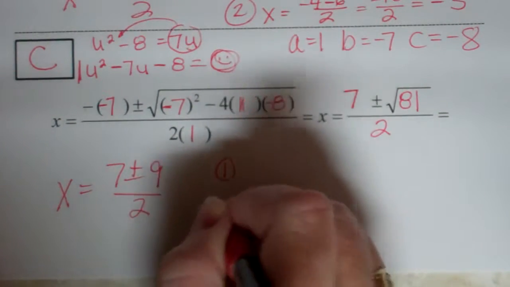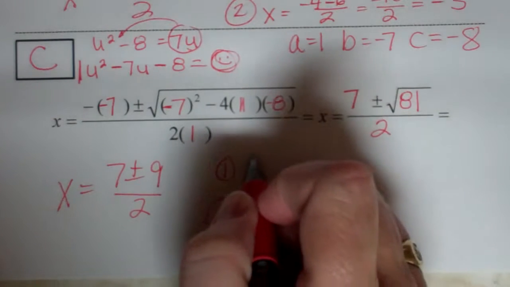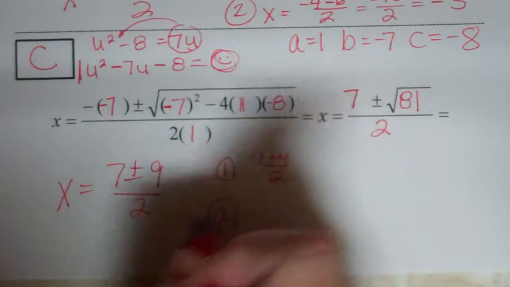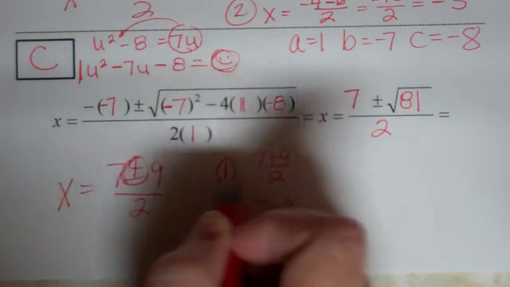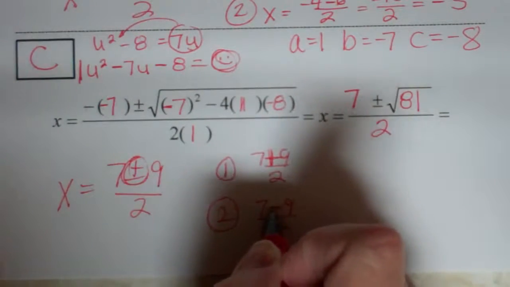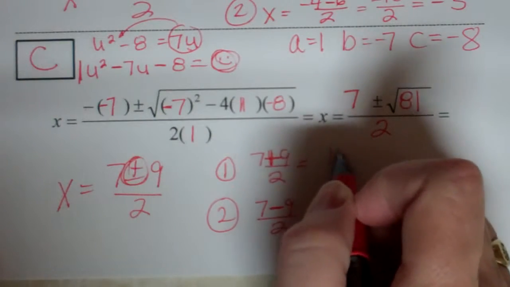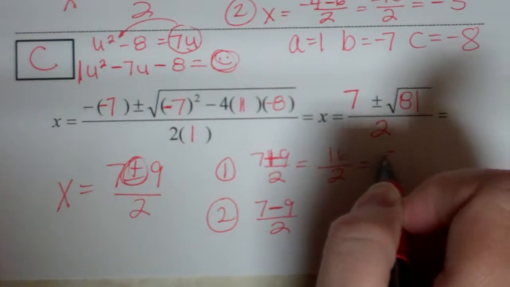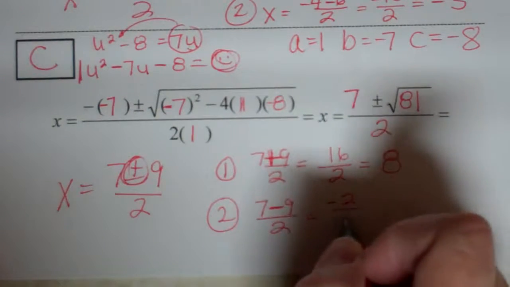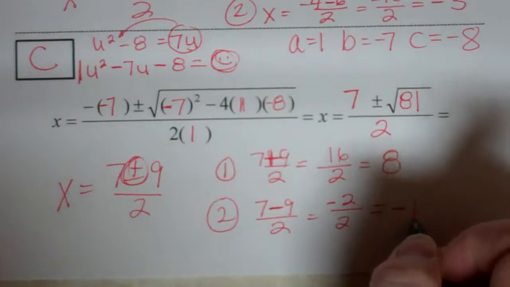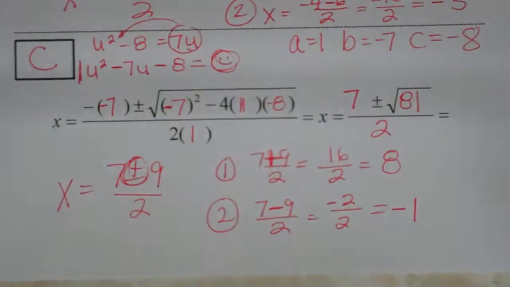Now, first and second: 7 plus 9 over 2, and the second one is 7 minus 9 over 2. Plus or minus. Here's the plus, here's the minus. 7 plus 9 is 16. 16 divided by 2 is 8. 7 minus 9 is negative 2. Negative 2 divided by 2, negative 1. Alright. Moving right along. If you didn't see that, rewind the tape and look at it again.